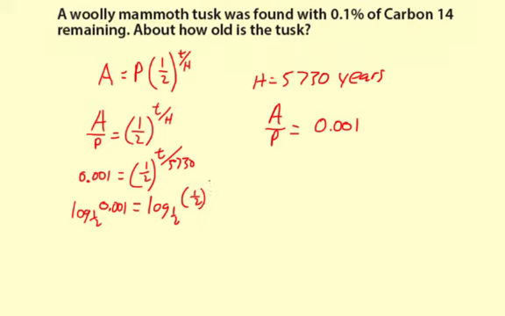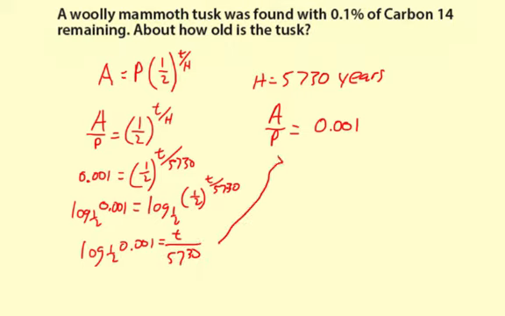1/2 to the T divided by 5,730. Now this right side simplifies a little bit. Log base 1/2 of 1/2 to the T divided by 5,730. That's all very complicated, but using rules of logarithms, that just simplifies to T divided by 5,730. So you get log base 1/2 of 0.001 equals T divided by 5,730.